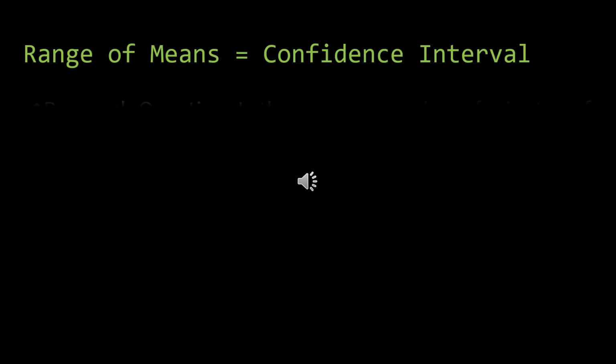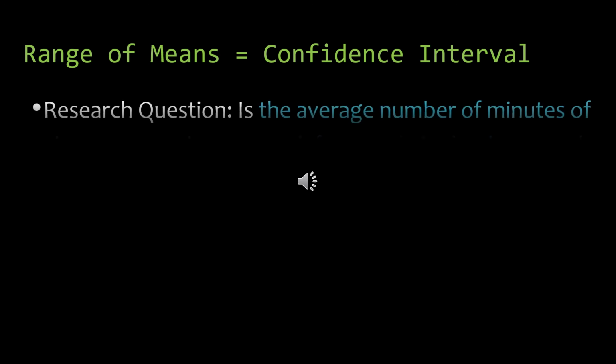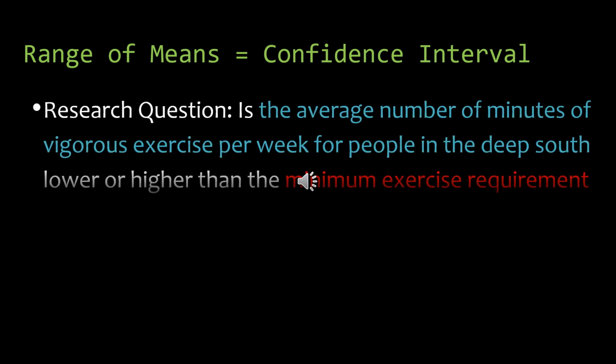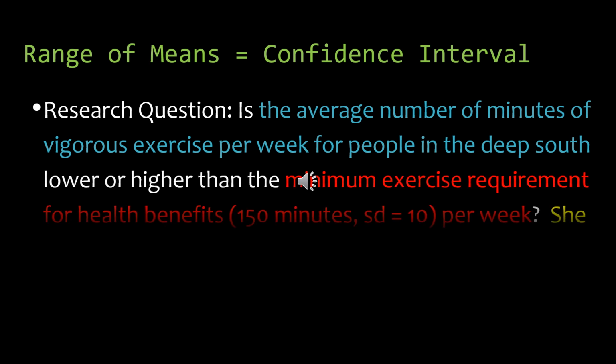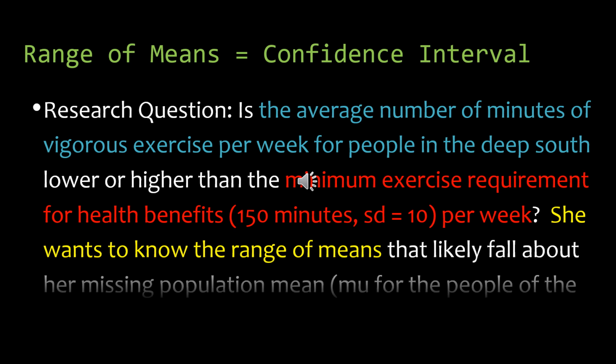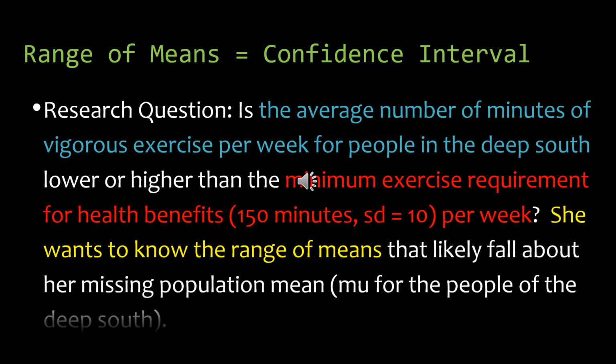So we need to figure out which test statistic. We start with the null hypothesis, and the test statistic is determined by what information we already have with regard to that null, what information is needed, and what information is being requested. Let's look at the research question again. We can see that we don't know the average number of minutes of vigorous exercise for the Deep South population, so we'll need to collect sample information to get that mean.